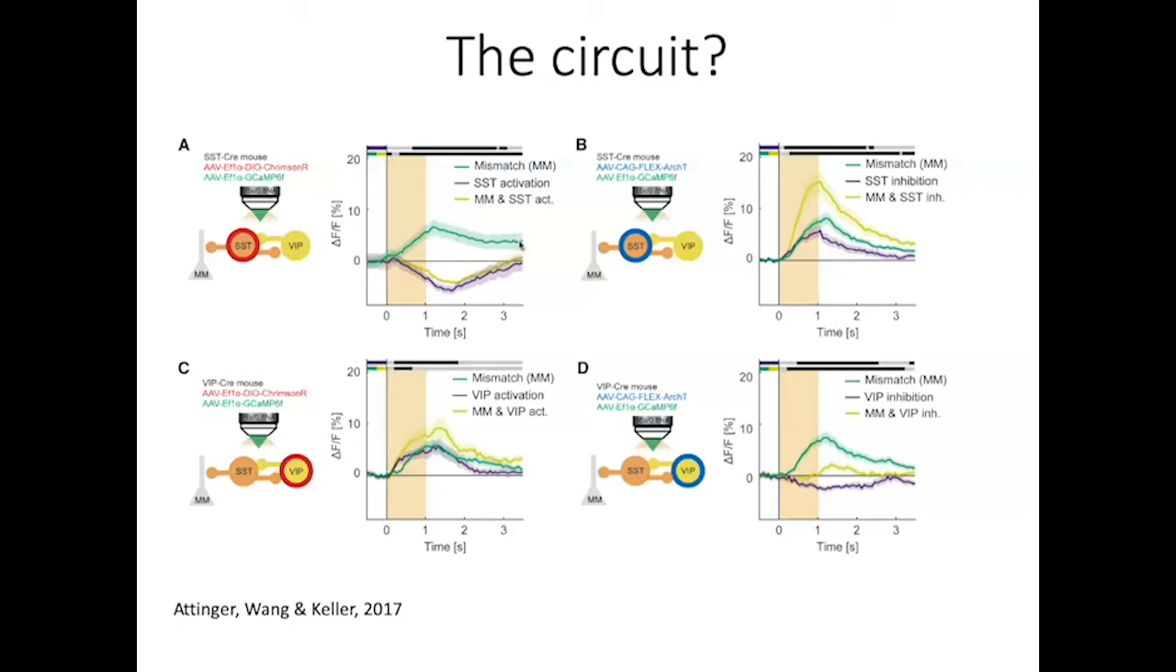So hold on, that red circle on the diagram to the left says I knocked out or deactivated the SST. Yeah, these are SST expressing cells. This is Chrimson. I think archaerhodopsin is the inhibitory one, right? Yeah. Okay, Chrimson is the excitatory one.